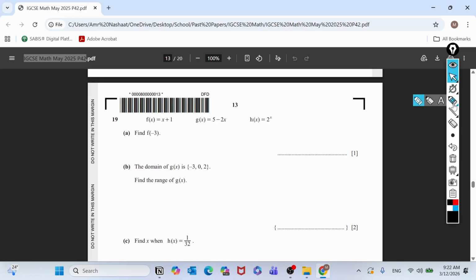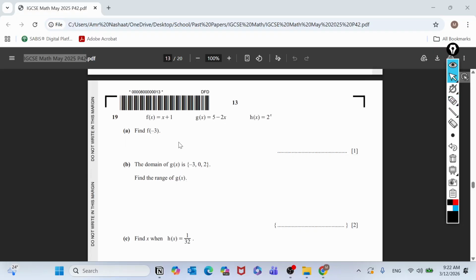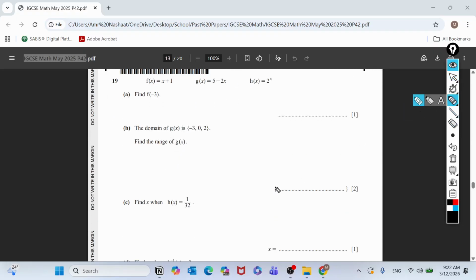Okay, so just calc all of this. All of them, just calc. Find f of negative 3, put negative 3 in. You're gonna get negative 2. Find the range of g of x. This is the domain, so just put all of these in. You put negative 3 in, you're gonna get 5 minus negative 6, so 5 plus 6, 11. What if you put 0, you're gonna get 5 minus 0, it's gonna be equal to 5. If you put 2, it's gonna be 5 minus 4, it's gonna be equal to 1. Okay, that's the range. Easy, just calc everything.